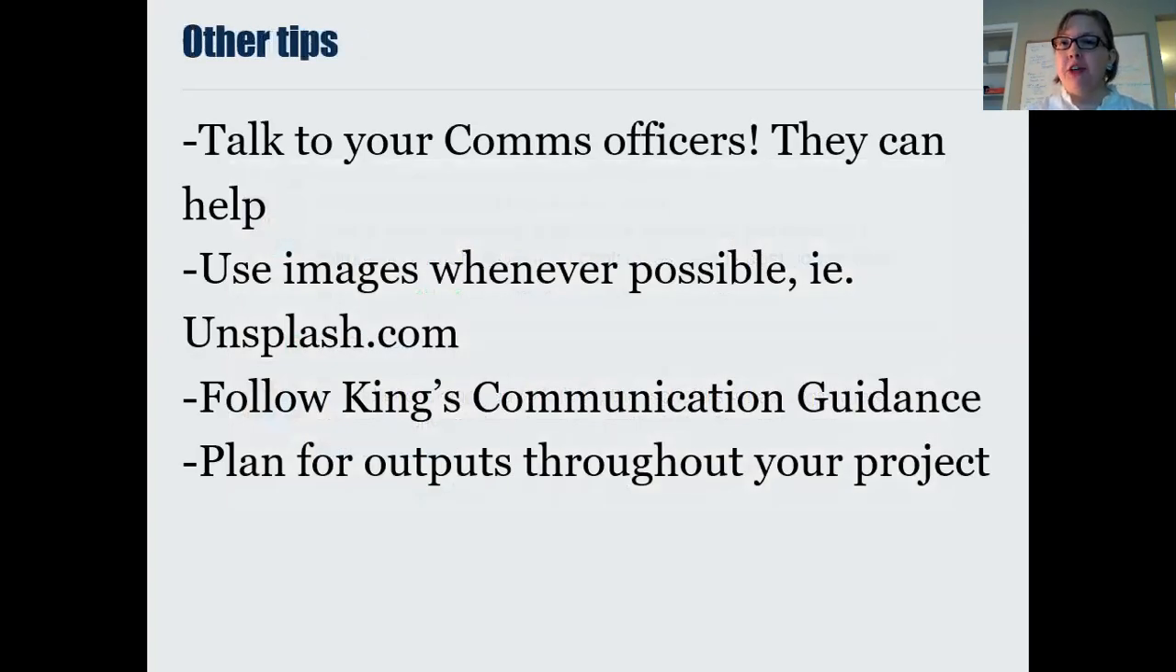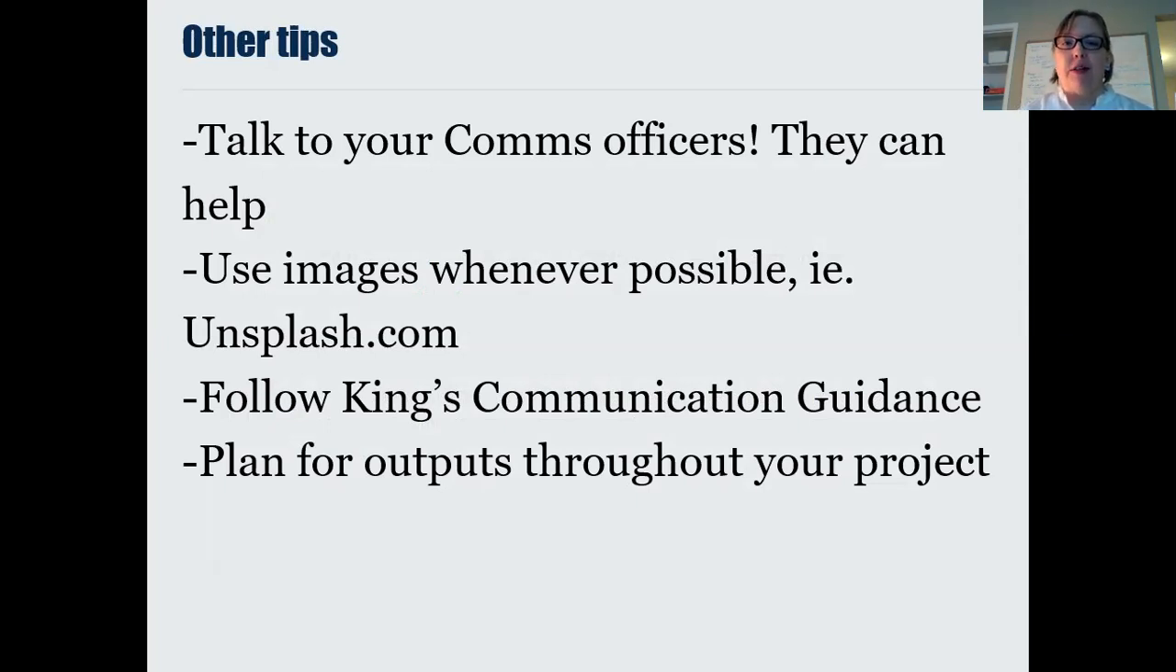Other tips, talk to your comms officers. Every faculty probably has one. They're happy to help. They want to share things and they want to see your success promoted. So don't be shy to be in touch with them.